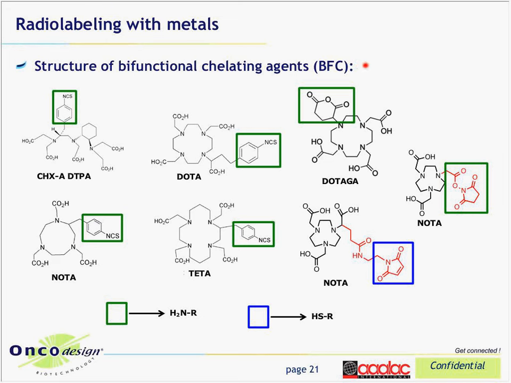This slide shows some different chelating agents: DTPA, DOTA, NOTA, DOTAGA. The functions that will react with the biological molecule are shown in the green rectangles. The green rectangle shows functions that will react with primary amines, so on lysine residues. And here you have an example with NOTA, with a function which reacts with SH groups, that means on the side of cysteine residues.